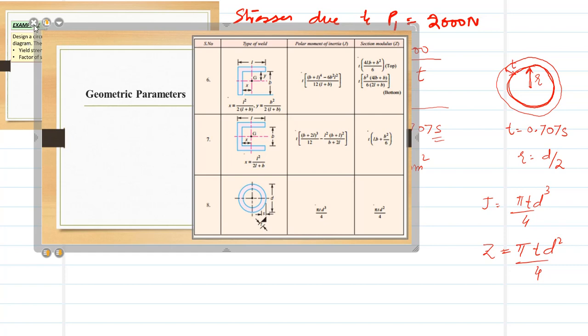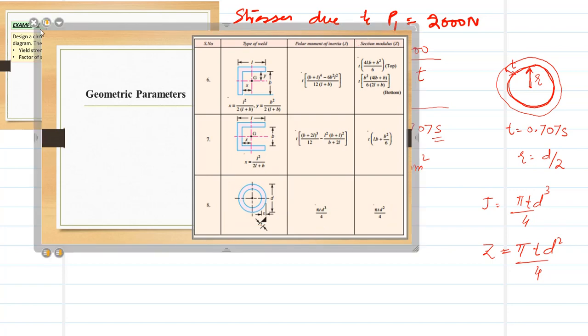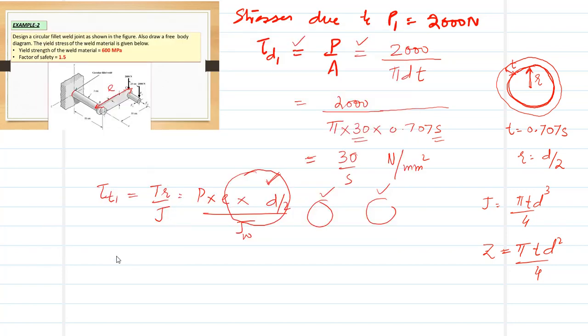So from this figure, we have first compared our weld configuration with the configuration given in the table. And after that, we have to pick the formulas. So in this case, we have the formulas pi t d cube by 4 for polar moment of inertia and pi t d square over 4 for section modulus. Clear? Now we have to find these values. So just put these values here.